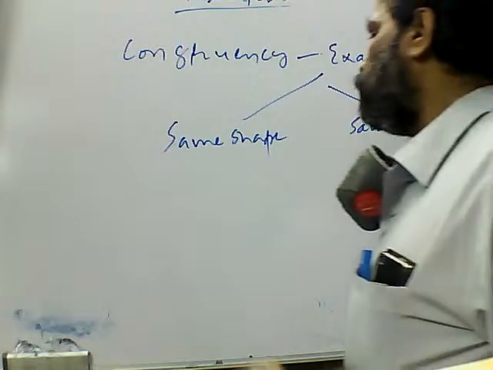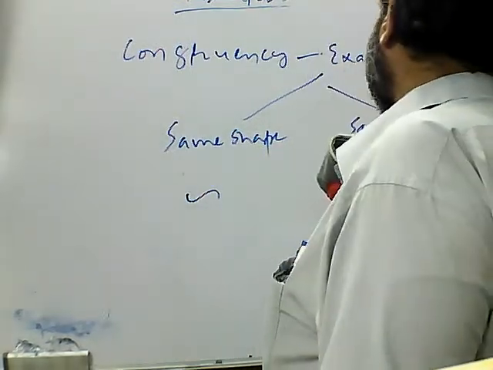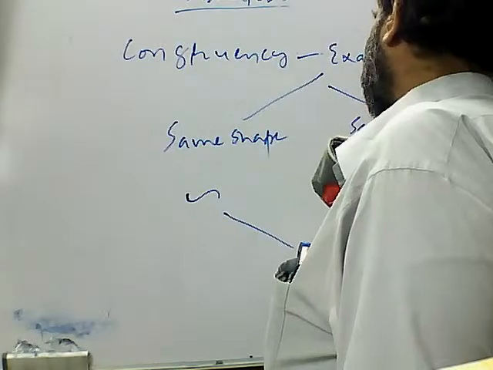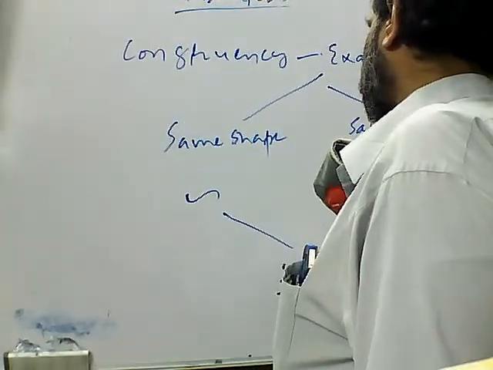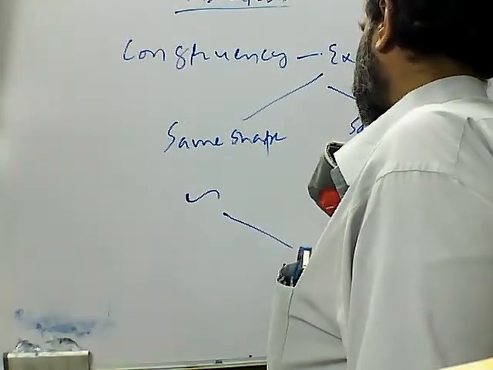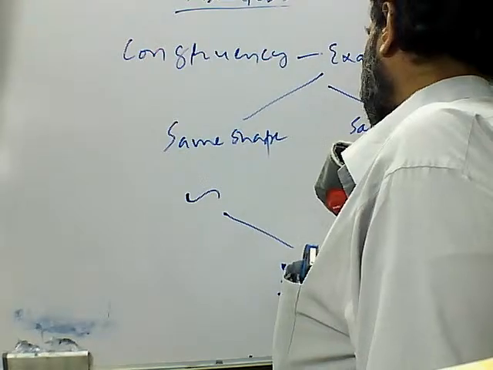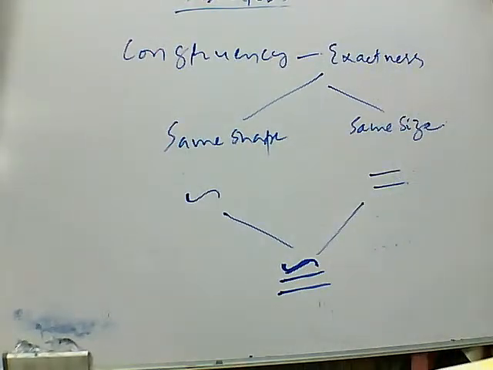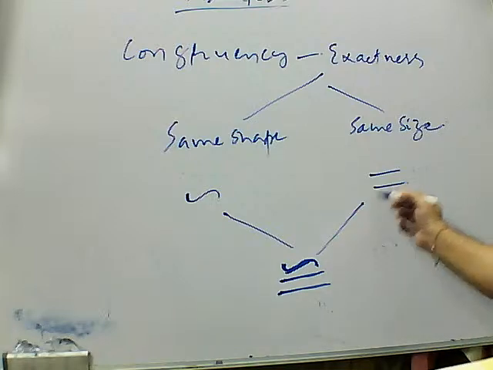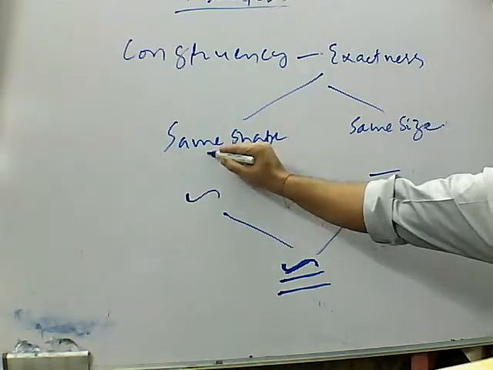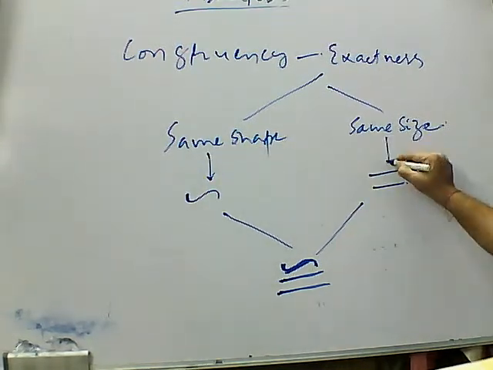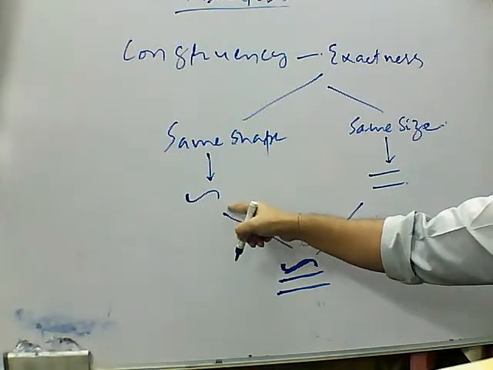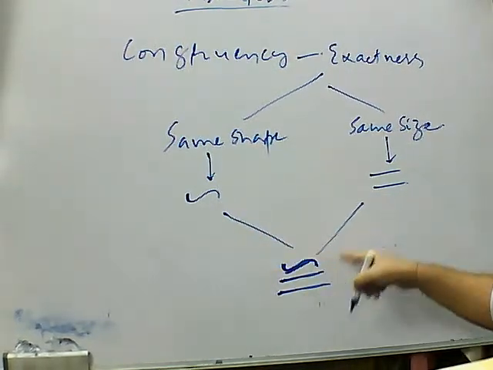Okay. Now same shape has a symbol, and same size has a symbol. So both are merged. This is the symbol for congruency. Similar, right? Same shape means similar, and same size means equal. So this is the symbol for congruency. I hope both are matched, right? In this case use this one and in this case use this one. You know same shape is this one, similar. This is similar shape and both are merged.